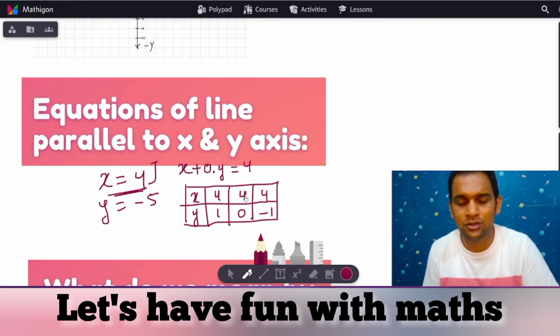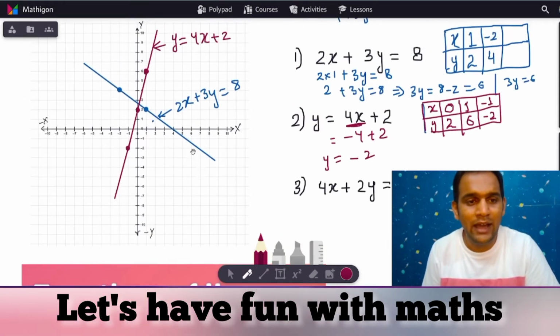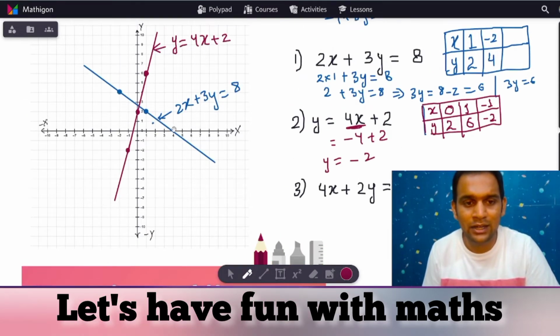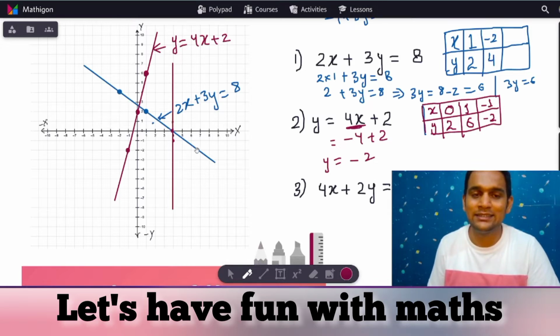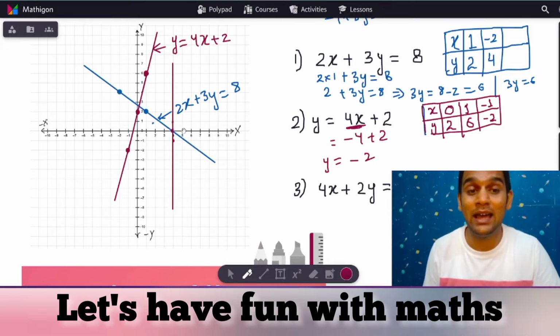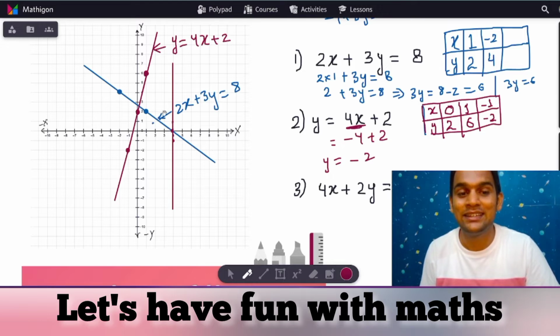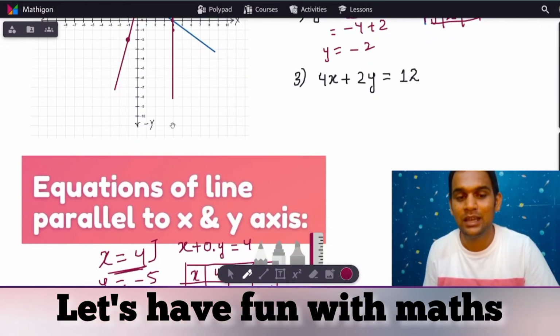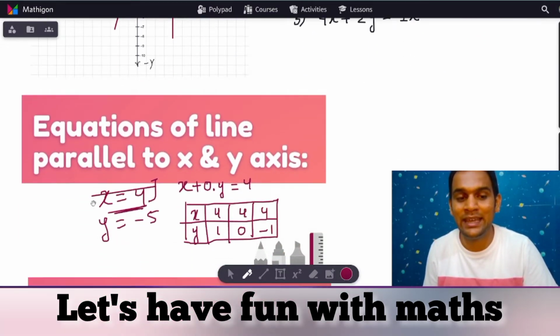So let's plot this on the graph. The value of x is fixed, that is 4. The value of y, we took it as minus 1, and then we took it as 1 and then 0. So what will that line look like? That will be parallel to y axis. So if a line is parallel to y axis, its equation will be in the form of x equals a.